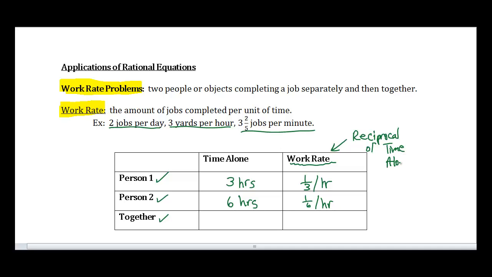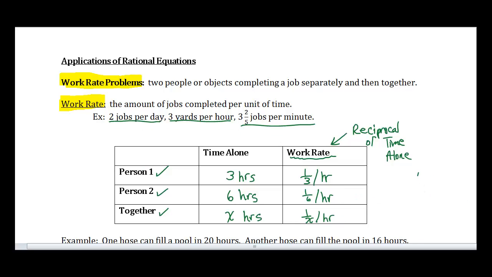alone. Sometimes, actually in all these problems, we're going to have a variable. When we have these variables, if their time together is x, then they do 1/x of the job per hour, and that would be their work rate. Let's look at some actual examples.